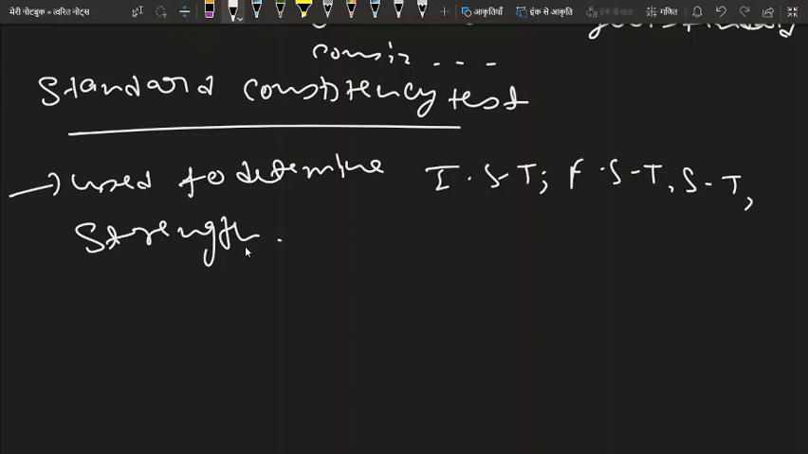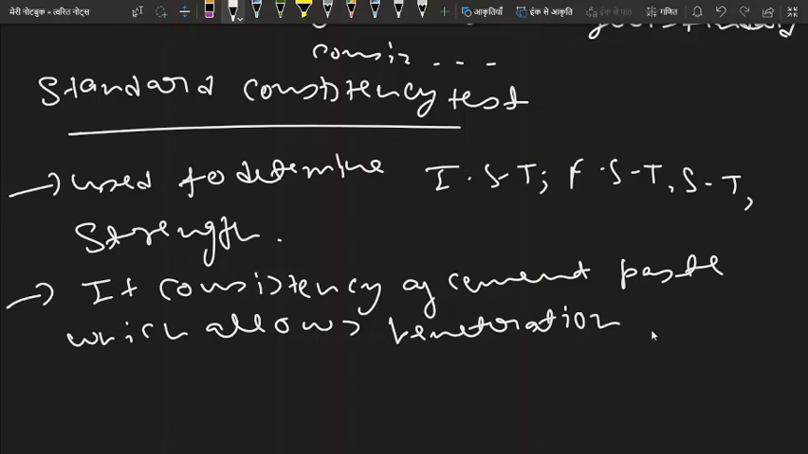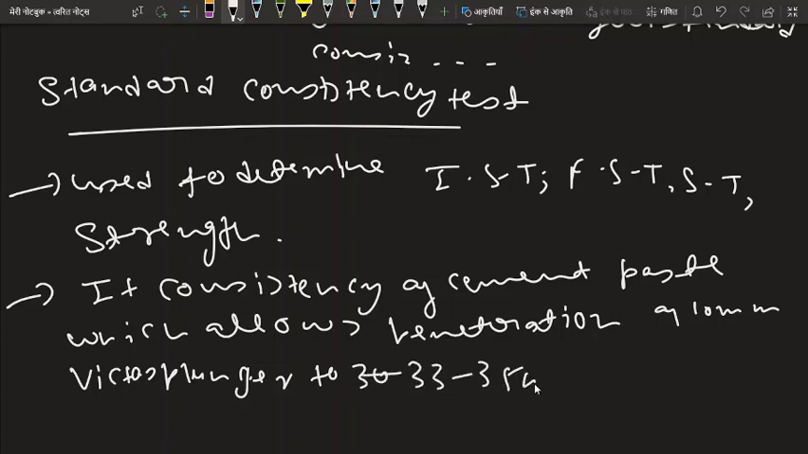What is the standard consistency of cement? It is the consistency or viscosity of cement paste, which allows penetration of the 10 mm Vicat plunger to 33 to 35 mm from the top.